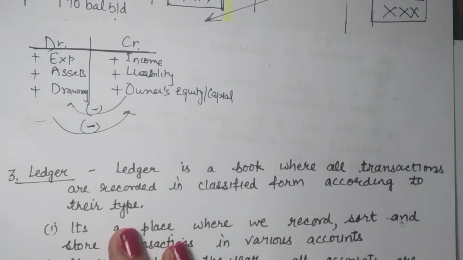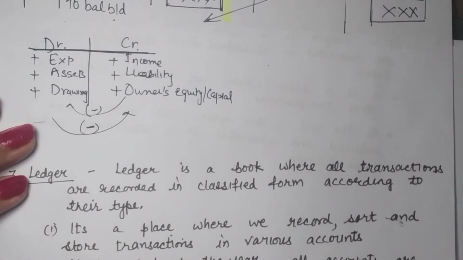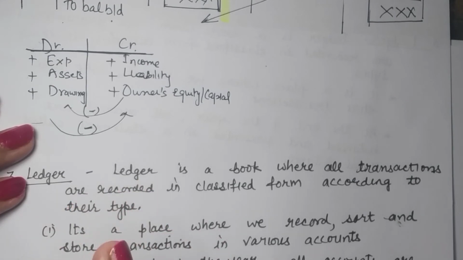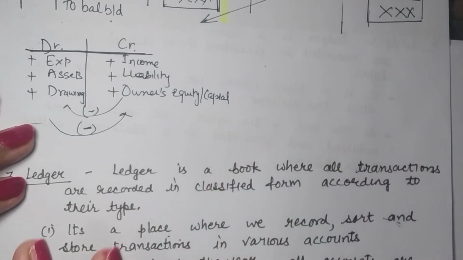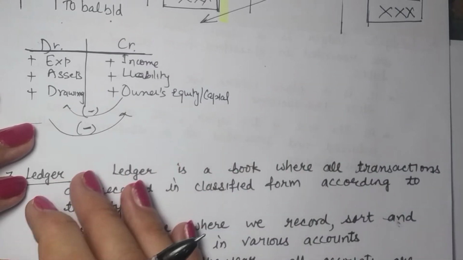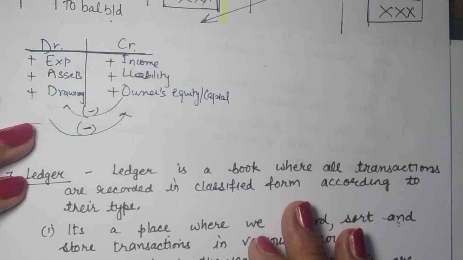So in a ledger, all transactions will be recorded. You recorded them in the entries also, but now you are to record them in the ledger also. So you will be preparing an account for cash, an account for bank, an account for capital, an account for rent, salaries, telephone bills, depreciation, land and building. So name any transaction, name any account, it has to be there in the ledger. So ledger is a book wherein all transactions are recorded in the classified form.